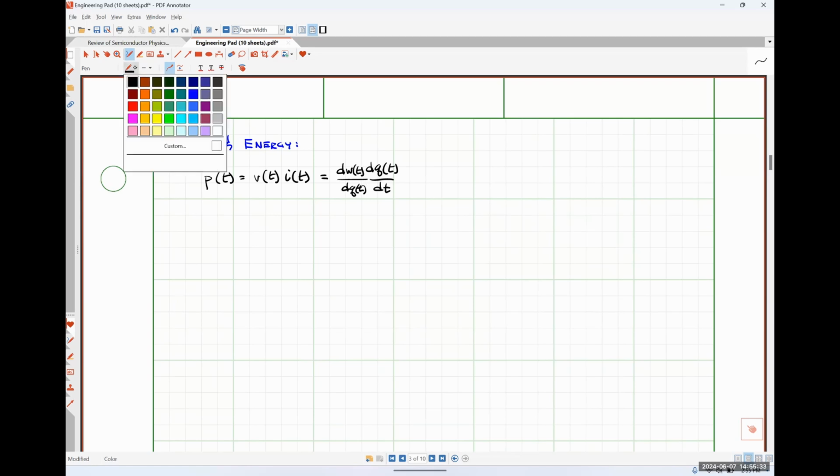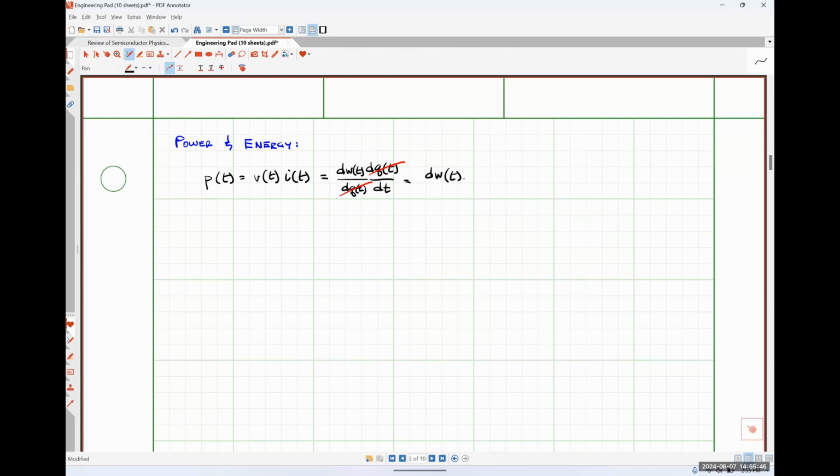And we can see, and I'm sure if we have any math minors in here, they're going to absolutely hate this, that the dq terms cancel out. And so we're left with just the derivative of energy, W, with respect to time. So power has units of joules per second, which we commonly refer to as a watt, the symbol capital W. Okay.